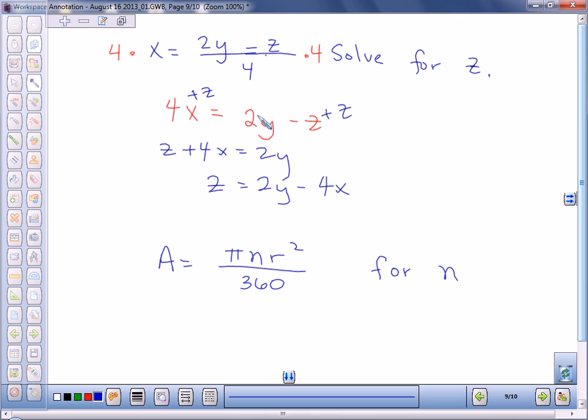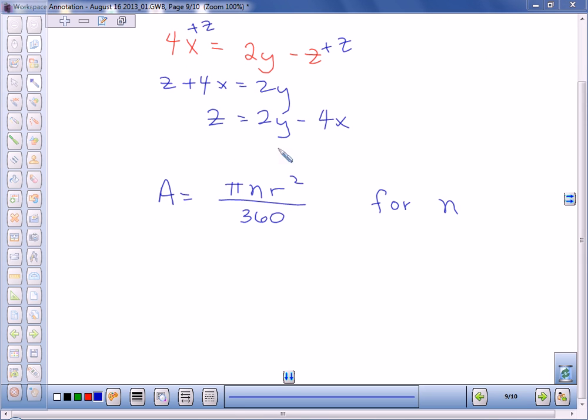Okay, this is a formula we're going to be using at the end of this year. This is the formula to find the area of a sector of a circle. And a sector of a circle looks like a piece of pie. Okay, it's got the curved outside and it looks like a piece of pie. So this is the area formula for the sector of a circle. Degrees over 360 times pi r squared. Well, this has us solving for n, which represents the degrees of the central arc.